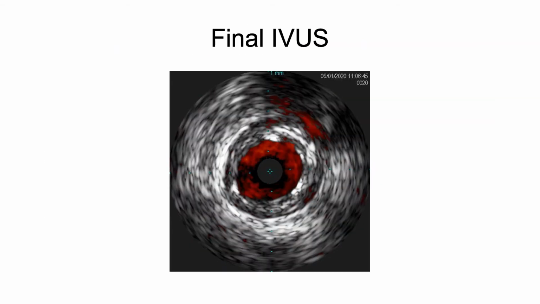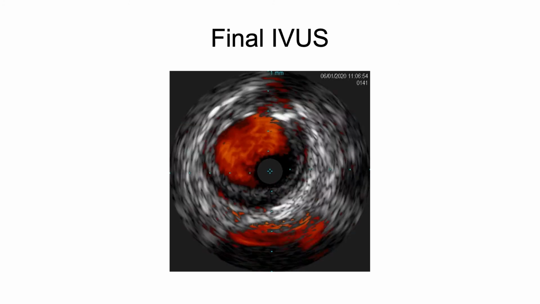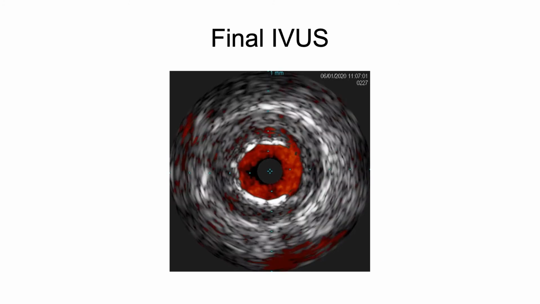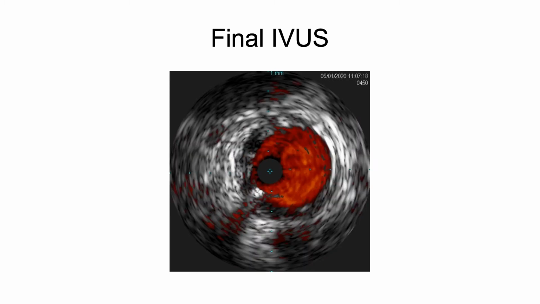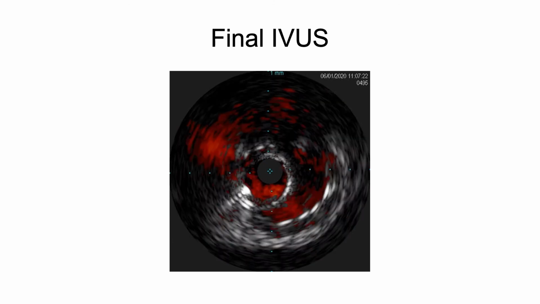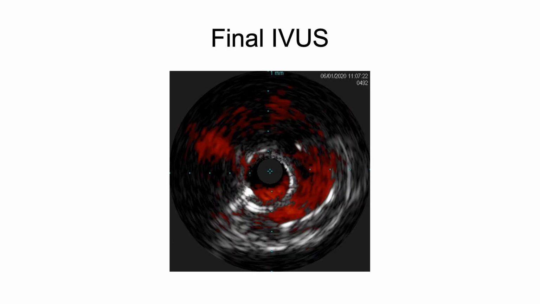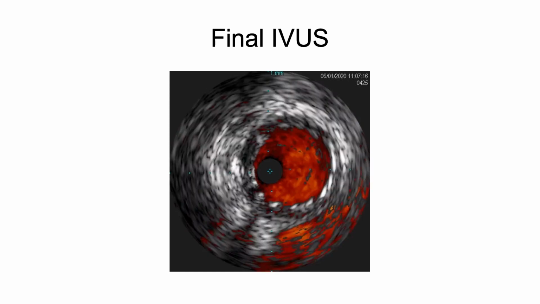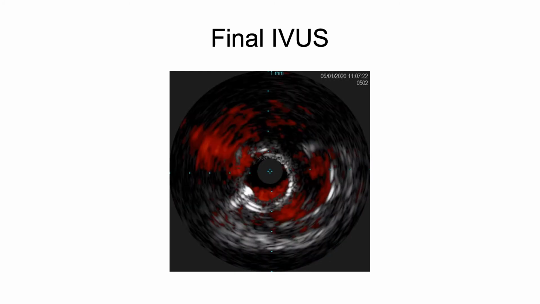And then we ended with a final IVUS, which showed beautiful results, actually with good expansion of the stent and covering of the ostium of the left main. As we can see, we are here seeing the aorta, so with good coverage of the ostium and good expansion of the stent, as confirmed by IVUS.